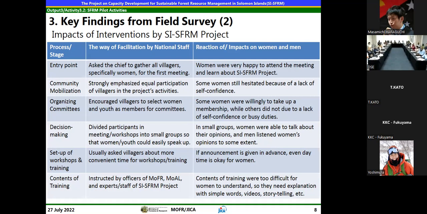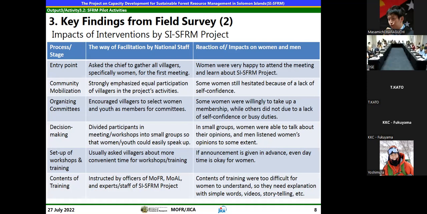Another one is setting up workshops and trainings. Usually the project involved the team. Because of the women's time, during the day they are busy, so we make sure workshops are held in the evenings, after the family's dinner is finished and the children sleep, after they wash. Those are things we really contribute in rural villages in the project.